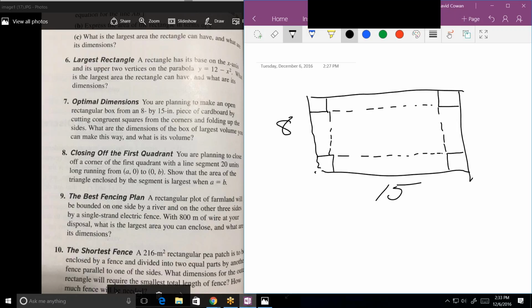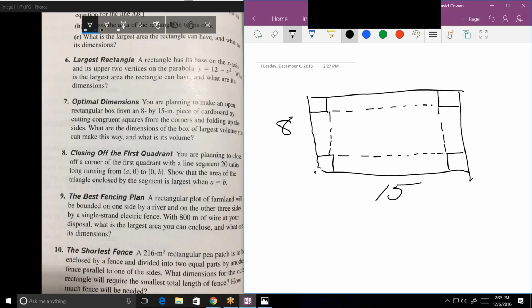Okay. And the idea is, what should that measurement be such that I maximize the volume of the box? And you can see that that would be a very important real-life problem. In other words, if you were in the business of making boxes, you would want to make the maximum volume for the least amount of cardboard, right?